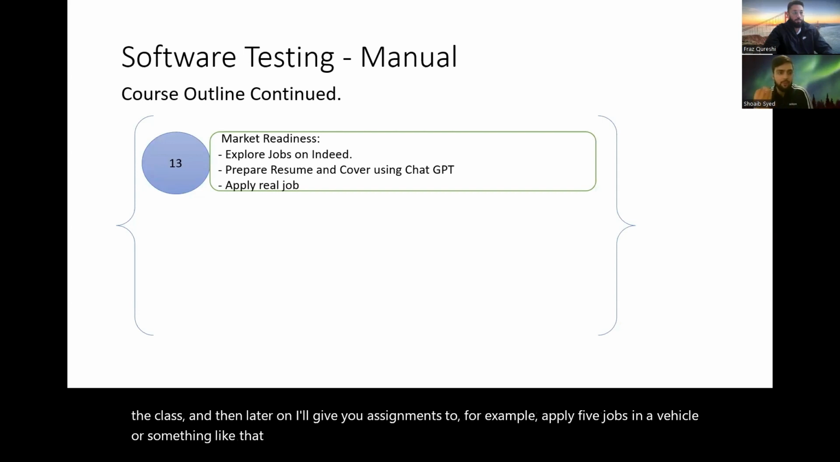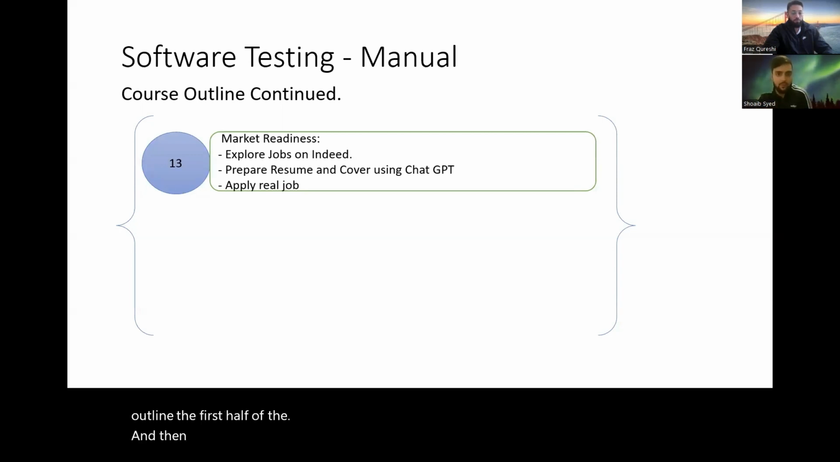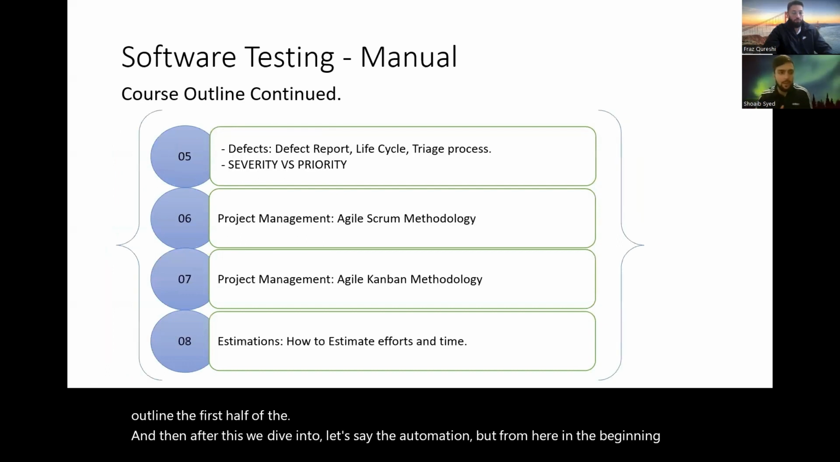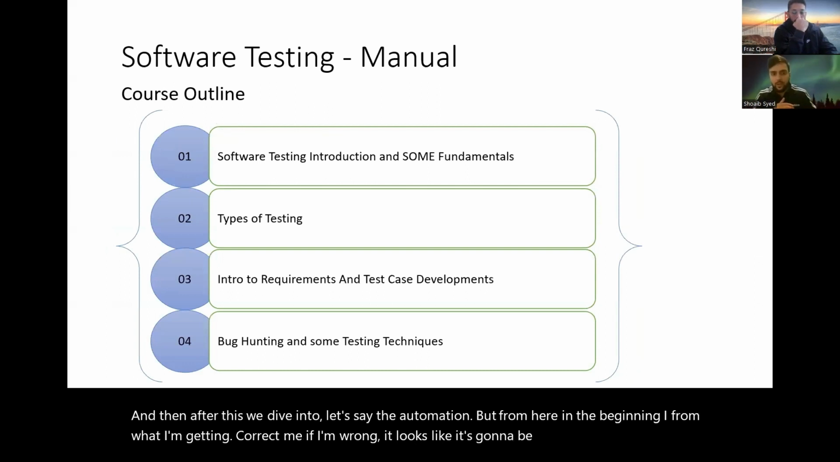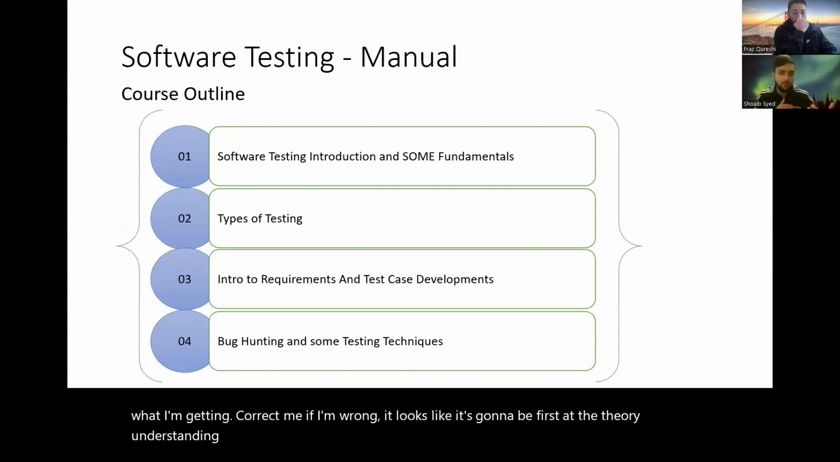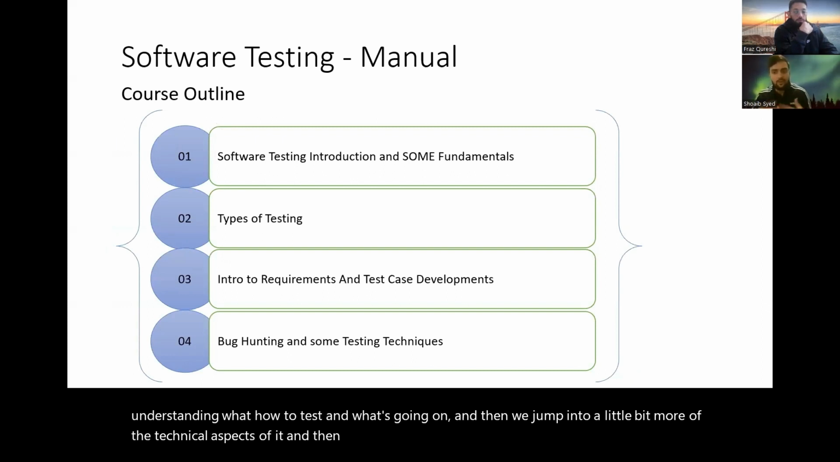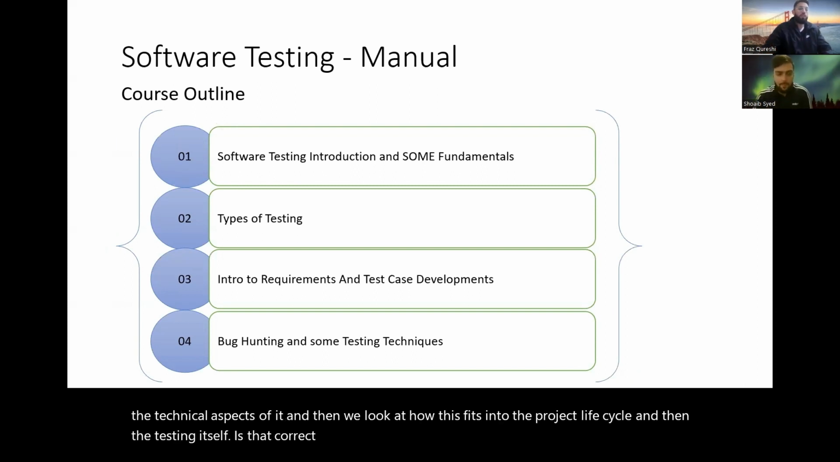So with everything that I'm seeing here, this is the manual testing outline, the first half of the course, and then after this we dive into, let's say, the automation. But from what I'm getting, correct me if I'm wrong, it looks like it's going to be first the theory, understanding how to test and what's going on. And then we jump into a little bit more of the technical aspects of it. And then we look at how this fits into the project lifecycle and then the testing itself. Is that correct? That is correct, 100%.